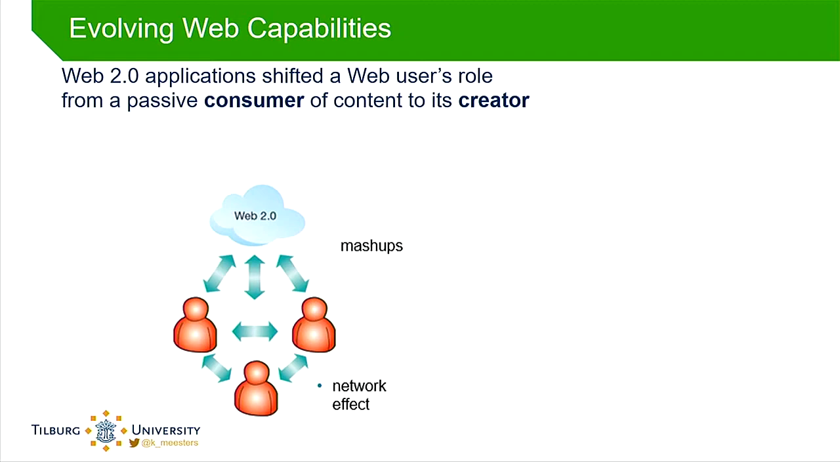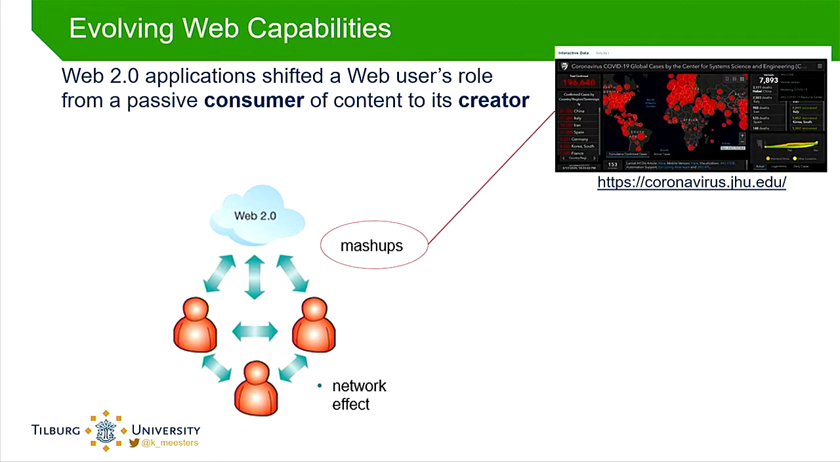Two more things about these evolving web capabilities. The first one is mashups. Because we now can contribute information, but technologies also allow us to combine information. So that allows us to make portals and combine information. One of these examples is the dashboards that you see for the coronavirus. They pull in information from a variety of sources and present it to you as an integrated view. So essentially, a website is doing the same thing as a user could.